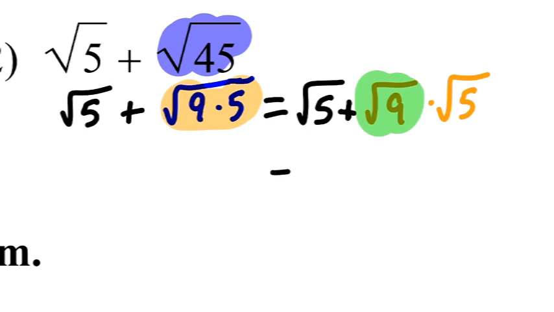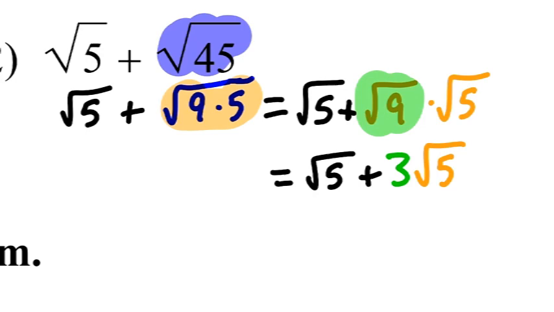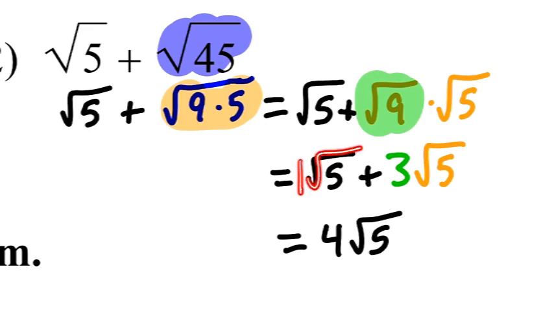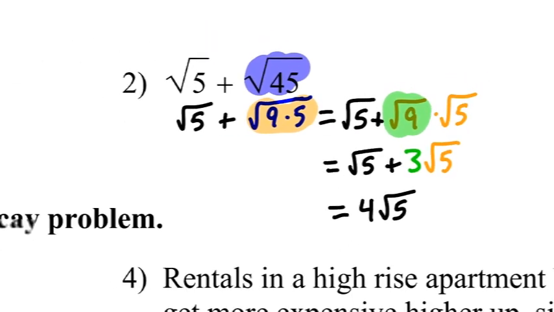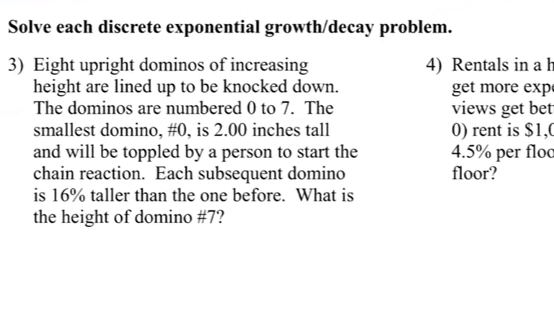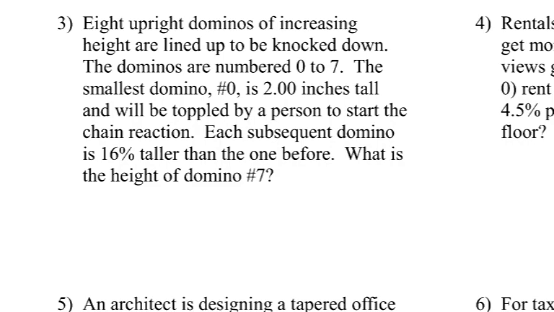All right, so now we have that first square root 5 plus square root 9 is 3, and then that's going to be times square root 5. And now we can rewrite this as 4 times square root 5, because really this is a 1 times square root 5. And so this 1 and 3 are going to give me a 4 square root 5. And that's a pretty quick explanation of those. If you have further questions, please do ask me during class or anytime.